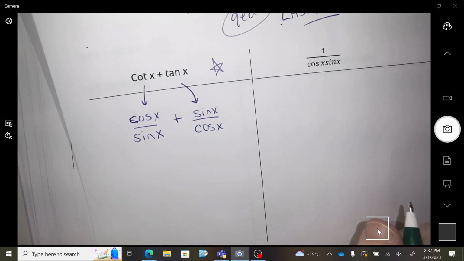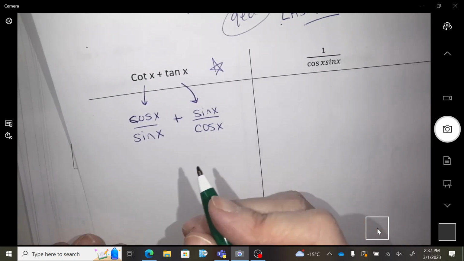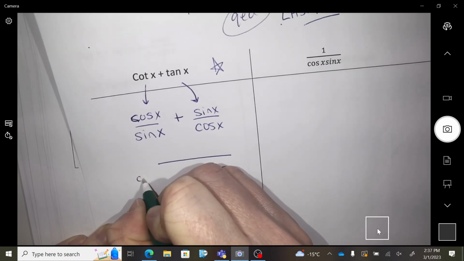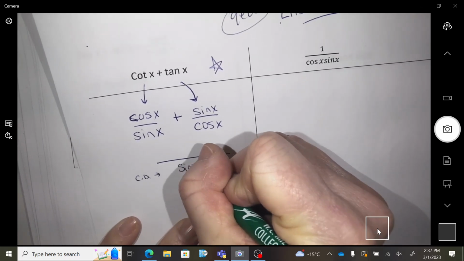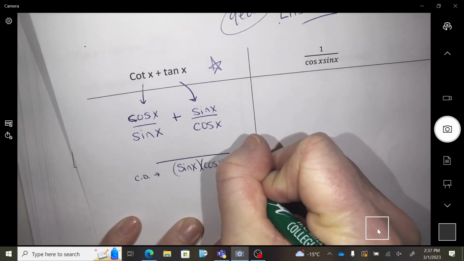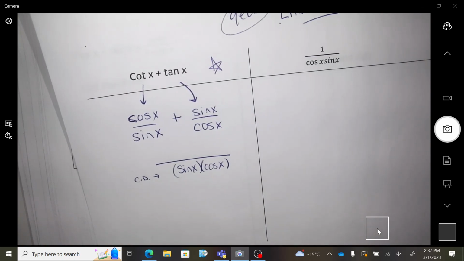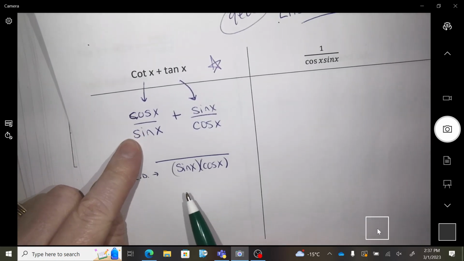Okay, algebra time. I'm going to add 2 fractions. What do I need to add 2 fractions? I need some kind of common denominator. What do I need in my denominator to make sure I can fit everything in there? I need a sine x and a cosine x. That's your common denominator. You need both. Just like if one fraction had a 4 and one had a 7, you would need a 28, right? Same idea?